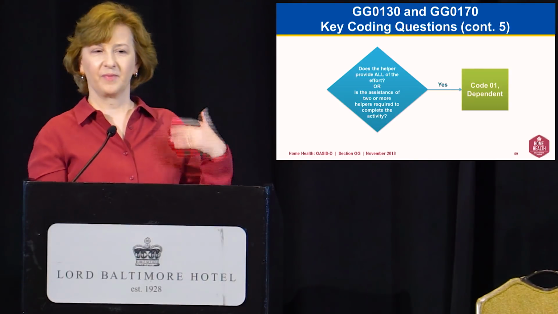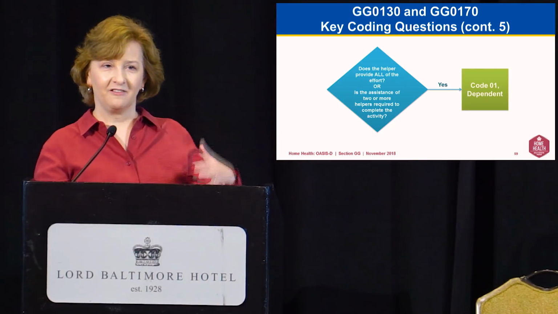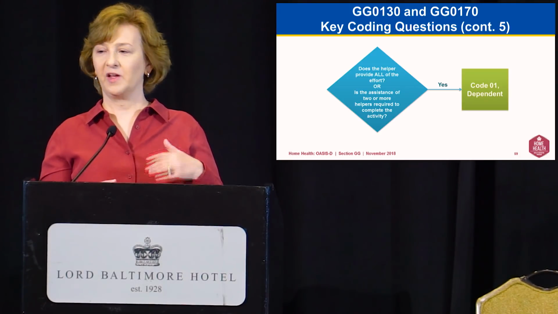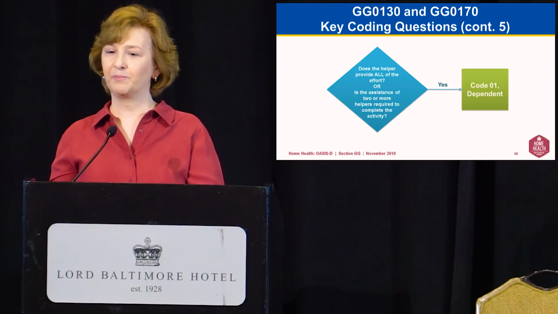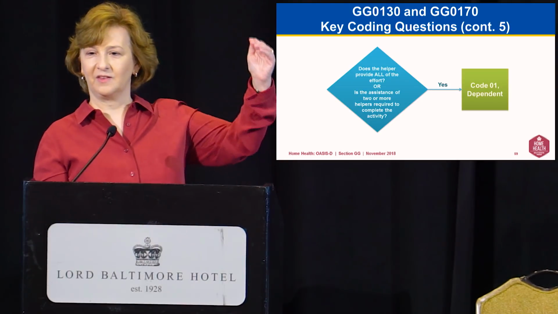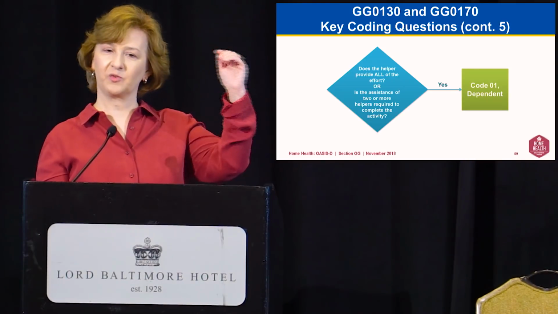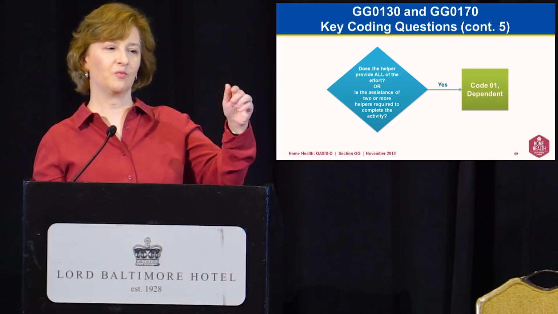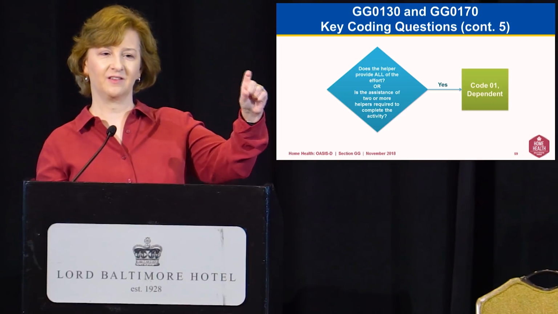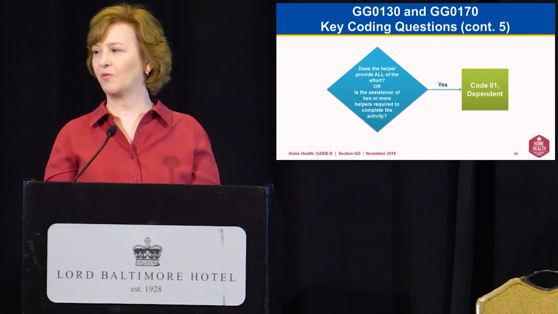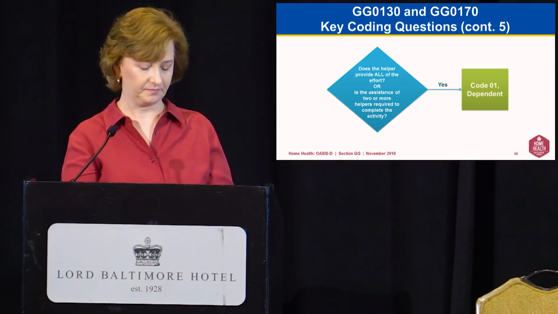As an example of how we develop the decision tree, if the assistance of 2 or more helpers is needed, you can see you're going to go all the way down to level 1 automatically, because throughout the questions we talked about one helper providing assistance. So once you need 2 or more helpers, you're always going to be coding level 1.